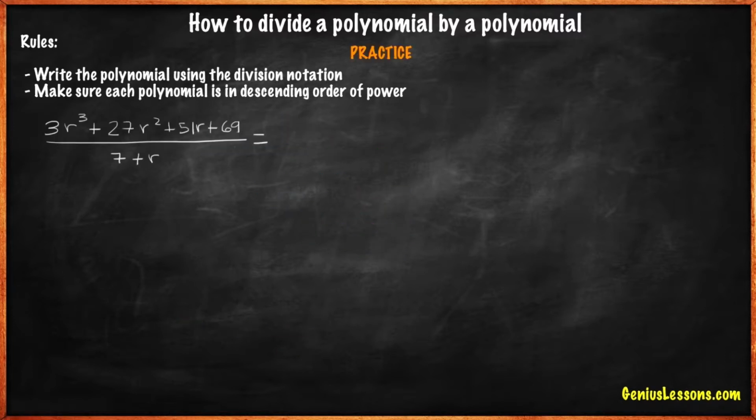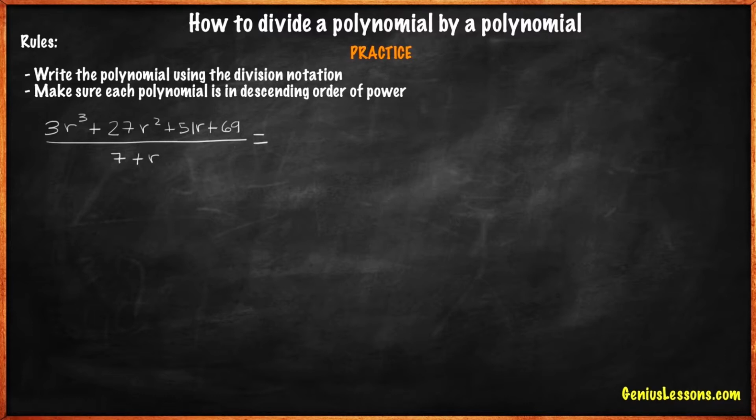Let's practice. Take your time and try the following exercises. When you finish, check your answers with mine. 3r cubed plus 27r squared plus 51r plus 69 divided by 7 plus r.